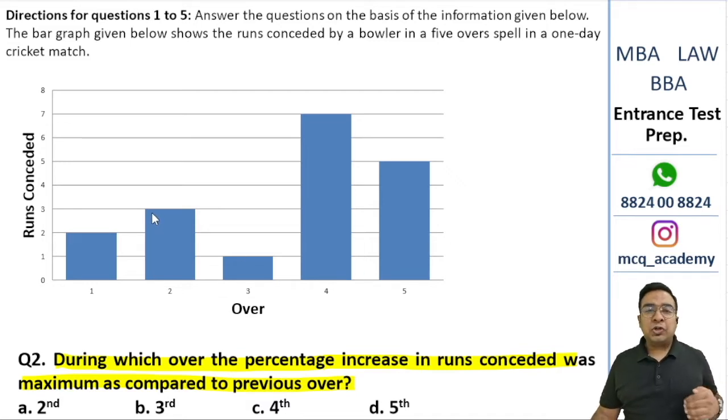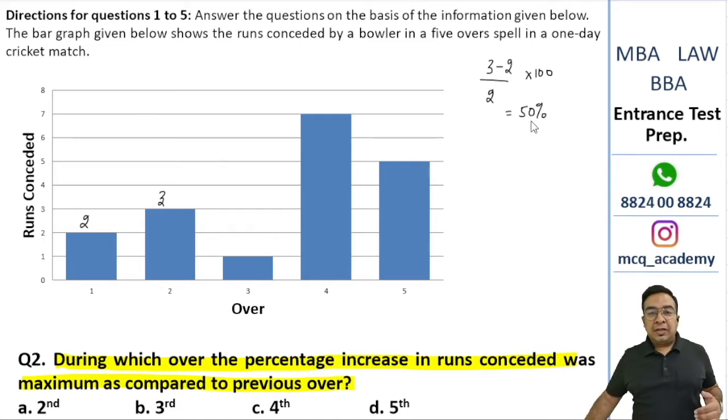Let's say मैं over number 2 के लिए percentage change calculate करना चाहता हूं. So in over 2 he conceded 3 runs, in over 1 he conceded 2 runs. So the change is of 3 minus 2 divided by the initial number, that is equal to 2, into 100. So this value will become equal to 50%. This is how we calculate the percentage change in the number of runs conceded in an over.